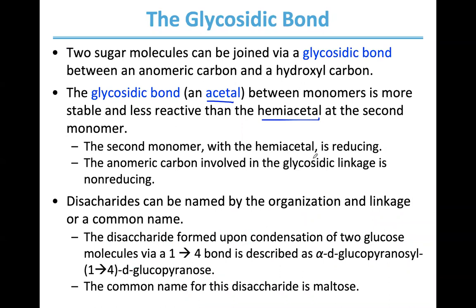Second monomer. So basically, by introducing a glycosidic bond, you're removing the reducing end, but the second sugar can still be reducing, right? The second monosaccharide. And so disaccharides are mainly named by the organization and the linkage. So for example, two glucose molecules can be linked through a 1,4 bond, described as alpha D glucopyranosyl 1,4 D glucopyranose. And the common name for this disaccharide is maltose. All right, so all these are words.